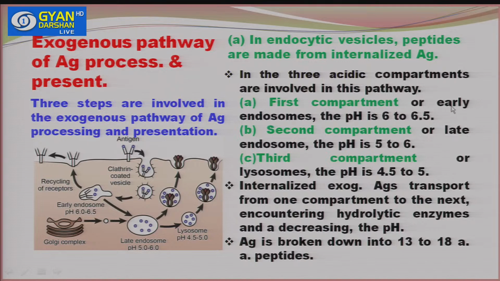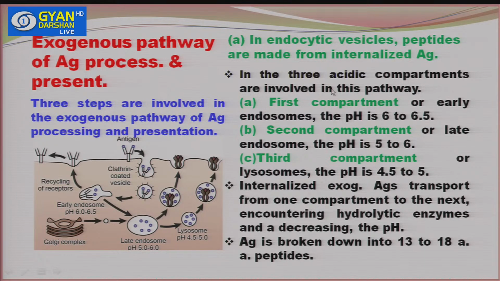In the first compartment, the early endosome, the pH is 6 to 6.5. In the second compartment, the late endosome, the pH is 5 to 6. And the third one is the lysosome, pH 4.5 to 5. To internalize the exogenous antigen, it is transported from one compartment up to the next. So there are the early and late endosomes.